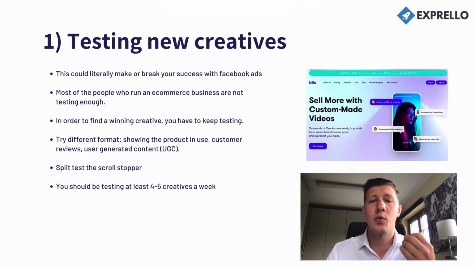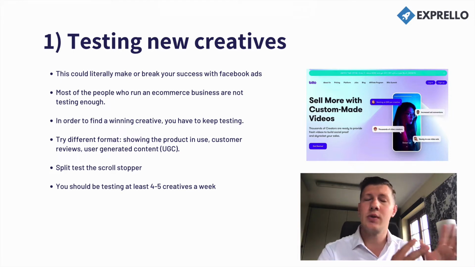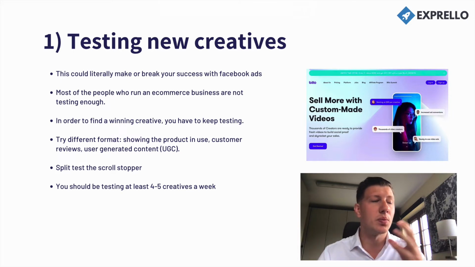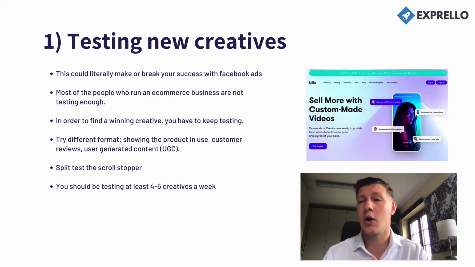In order to find a winning creative, you have to keep testing. You can try different formats. So for example, different scenes when you're filming your product. It could be showing your product while using it. It could be an unboxing of the product. It could be UGC, you can send your product to micro-influencers, to people on TikTok, on Instagram. You can also use the website below.app that you can see the picture just right here.